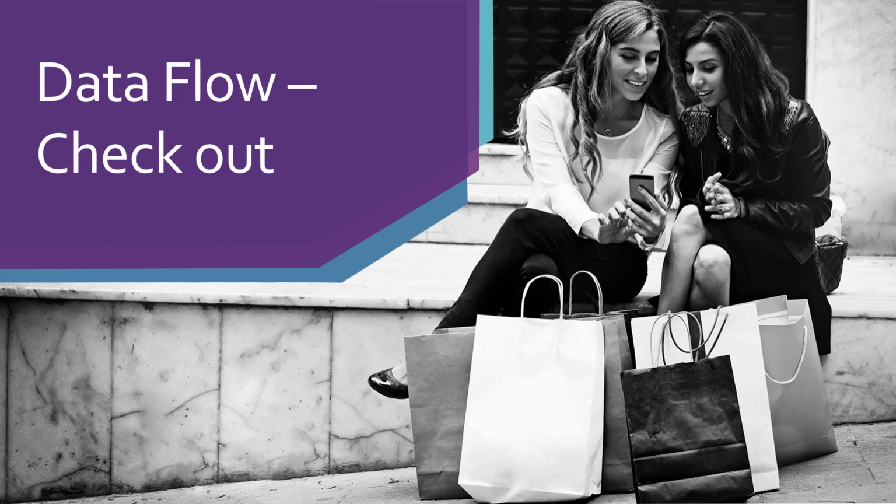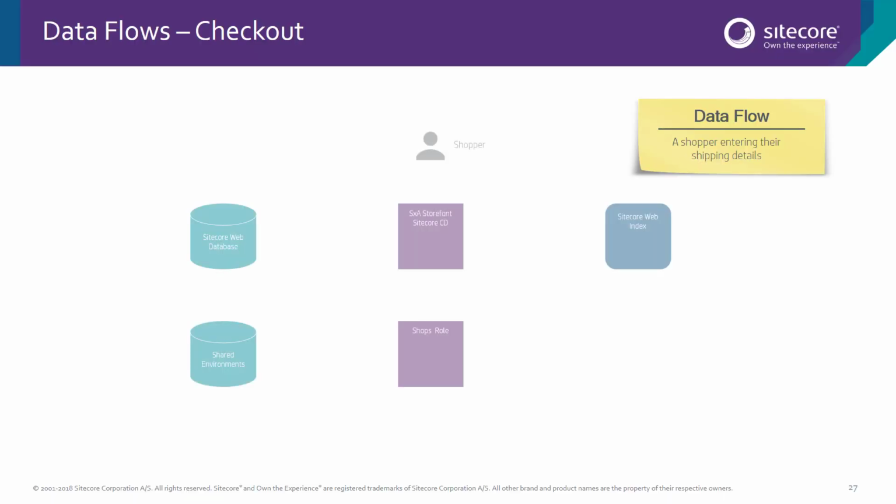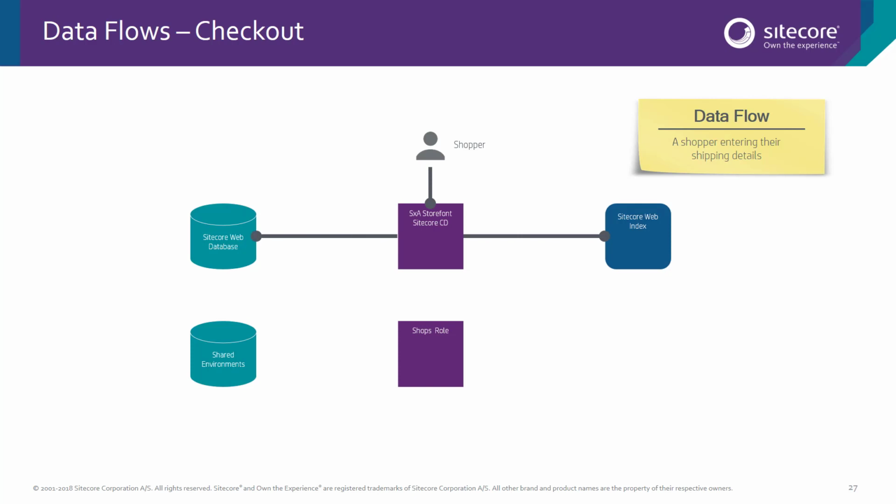Now we've gone through data flows for browsing the catalog, let's take a look at some that form the typical actions executed during checkout. Here we're assuming the user already has items in their cart and has navigated to the checkout page to enter their shipping details. Again, the rendering details are loaded from the Sitecore web database, and the shipping configuration data is taken from the control panel stored again in the Sitecore web database.